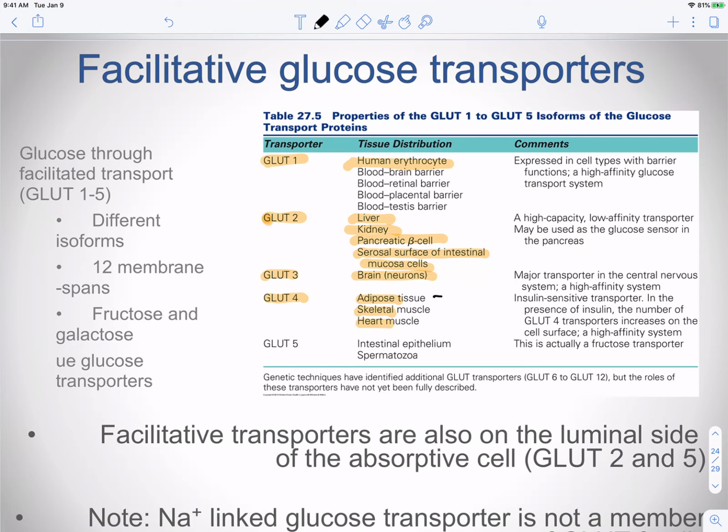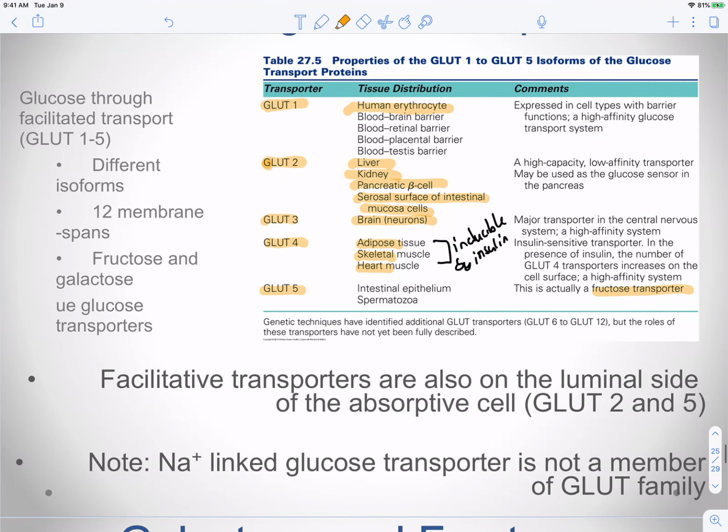So this is the big one that is inducible, and this is by insulin. So when you become insulin resistant, this inducible GLUT4, you lose that. And so that's why you have troubles in maintaining blood glucose levels. And of course, GLUT5 is going to be on the intestinal epithelial cells, and it's a fructose transporter. So this is just a note that the sodium cotransporter of glucose is not a member of the GLUT family, so don't get that confused.